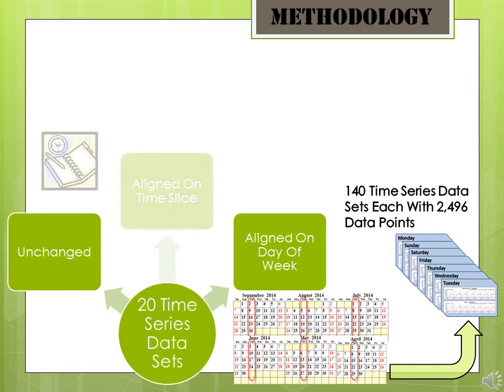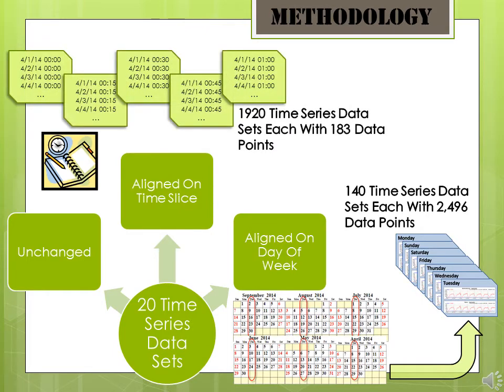The last group is aligned on time slice. For example, all 12 a.m. time slices are aggregated into their own dataset, 12:15 a.m. in another, 12:30 a.m. in another, and so on, across all days. This results in 1,920 time series datasets, each with 183 data points.